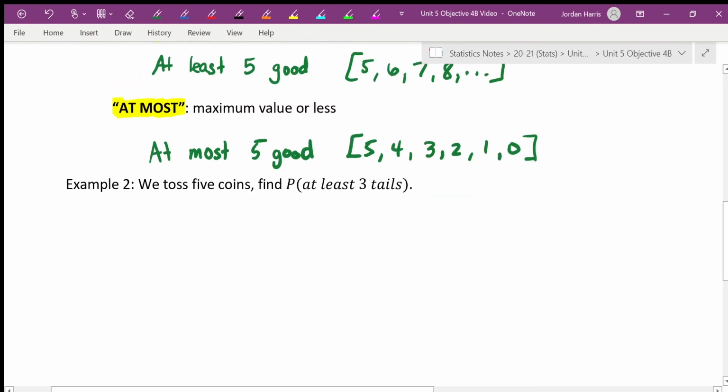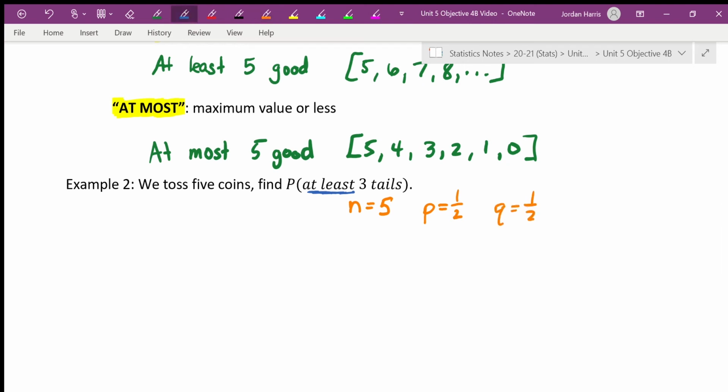Okay, so let's do a couple questions, and then we'll call it good. So find the probability. We tossed 5 coins. Find the probability of getting at least 3 tails. All right, so let's define our N, P, and Q. N is 5 coins. P is our success, so tails is 1/2. Q is our failure, which happens to also be 1/2. This is kind of the easier type of question. But at least 3.